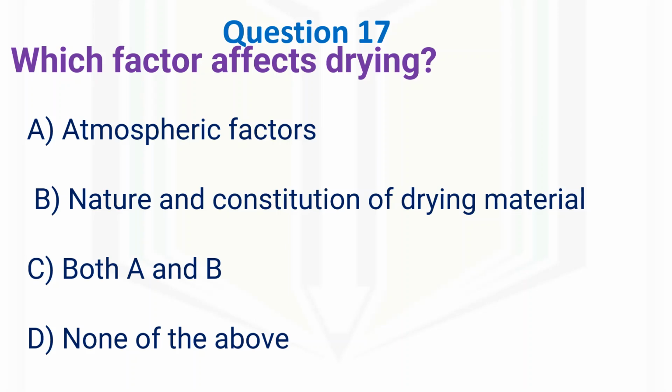Question number 17. Which factor affects the drying? Options are atmospheric factors, nature and constitution of the drying material, both A and B, and last option is none of the above. Correct option is option number C, both A and B. So the atmospheric factors like the temperature, humidity, and the nature and constitution of the drying material. Nature means if it is acidic, basic, or any type of the chemical reaction. Constitution means how it is packed, like what is its structure, crystalline or amorphous.